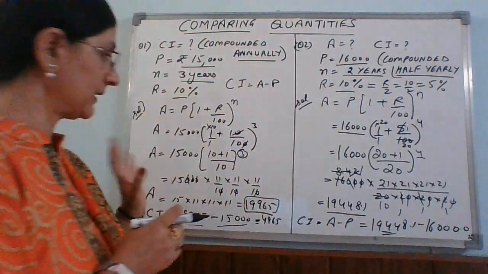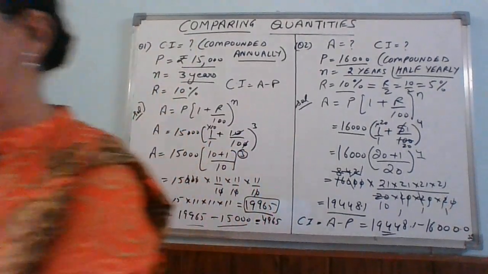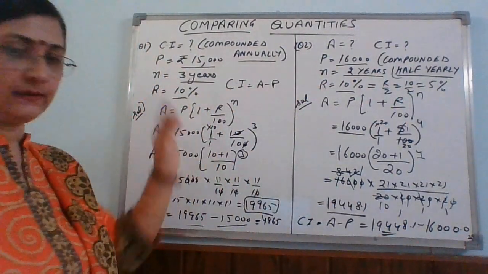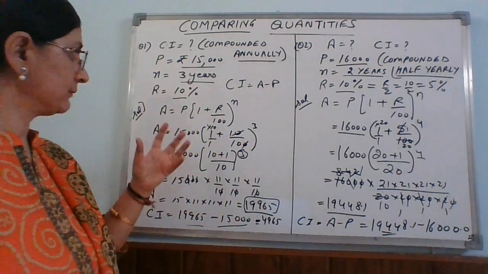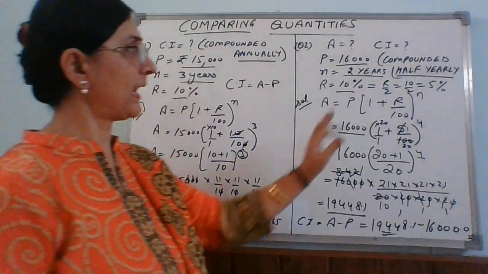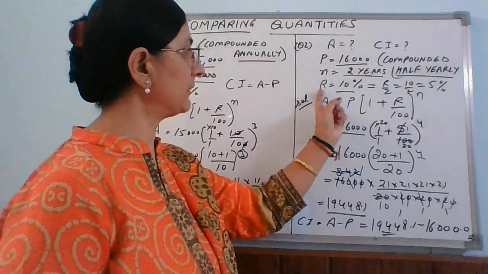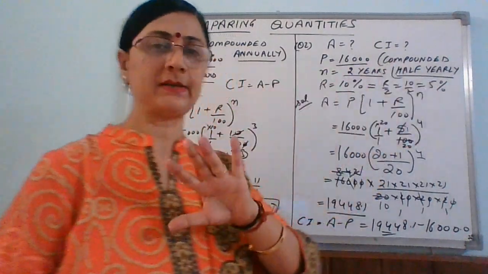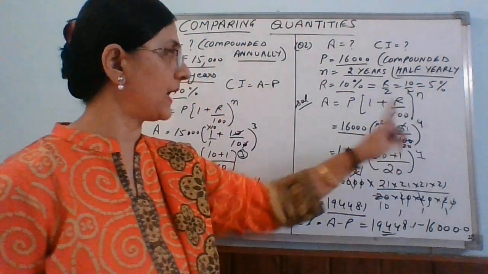Okay, children. So now I'll repeat these two questions again: compounded annually, compounded half yearly. In annually, we don't have to change rate and time; keep them as they are and do the calculation. In half yearly, we have to take rate as rate by 2, half. Half of 10 is 5. Just substitute 5 in place of r.